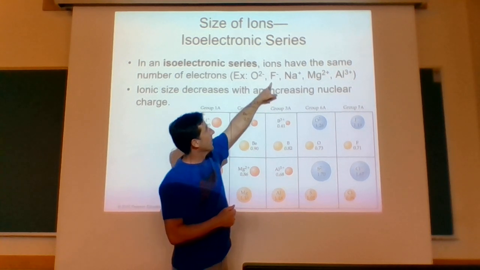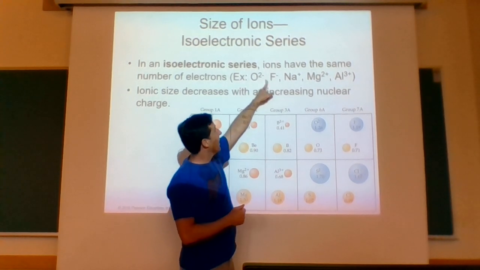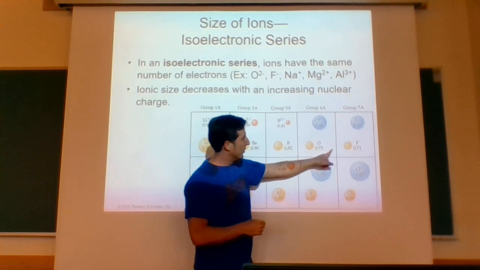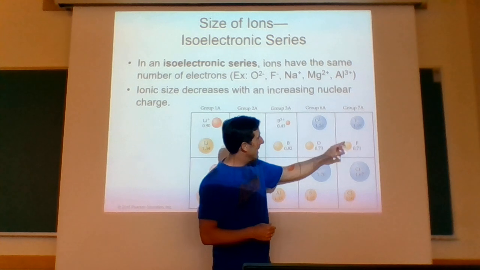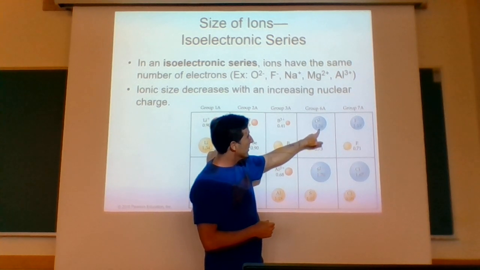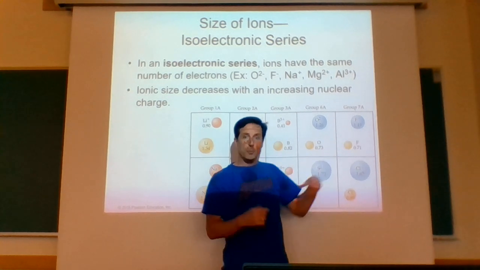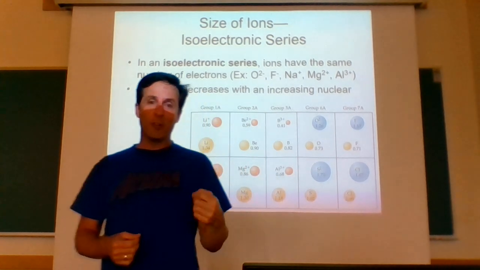So a fluoride ion will be smaller than an oxide ion. If I compare the actual sizes, I see that that's true. Actually, the oxide ion is 1.26, the fluoride ion is 1.19. So the fluoride ion is a little bit smaller because it has a stronger nucleus.